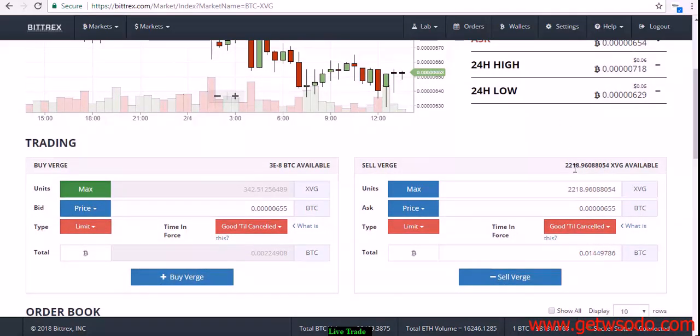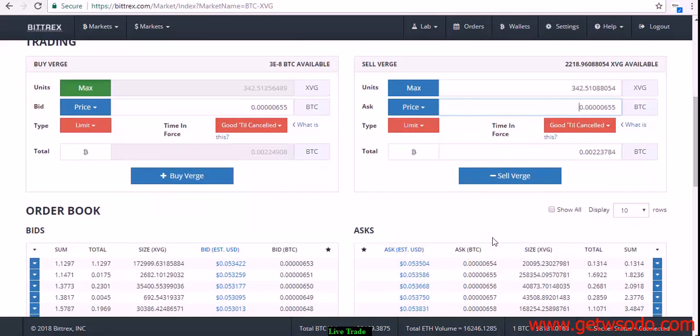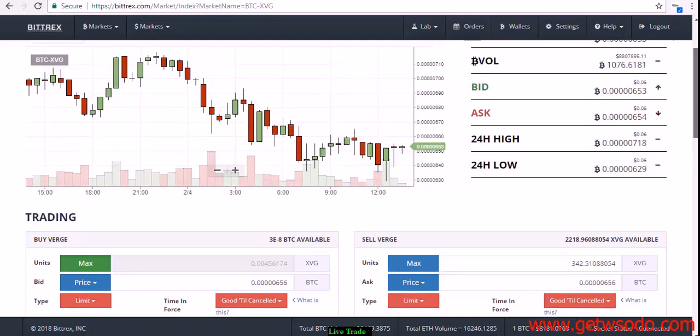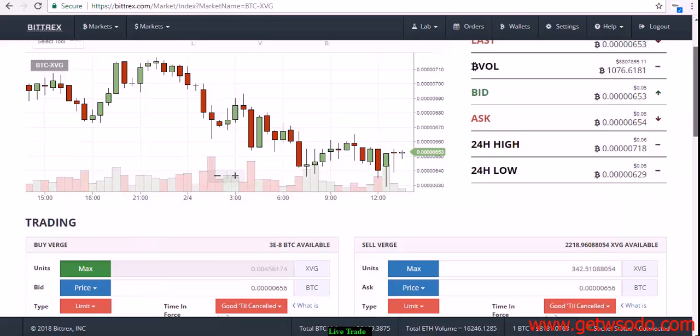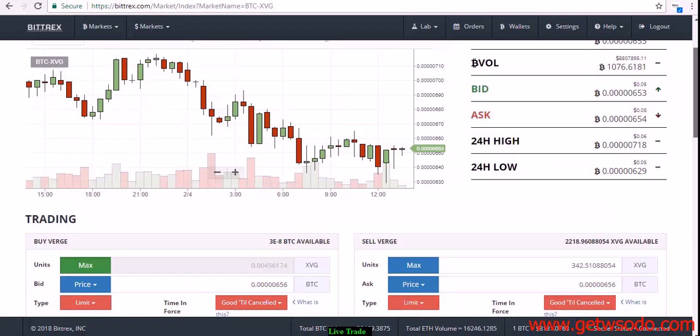So I'm going to click this right here. I don't want to sell my available balance. I want to sell 342.51, which is approximately what I just bought. Now I paid 655. Now what if I want to sell at a little bit of a profit, so I want to sell it at 656. That's what I'm looking to do. Now if I'm lucky, it'll actually go ahead and go to that point while we're on this video here, and I'll make that sale.